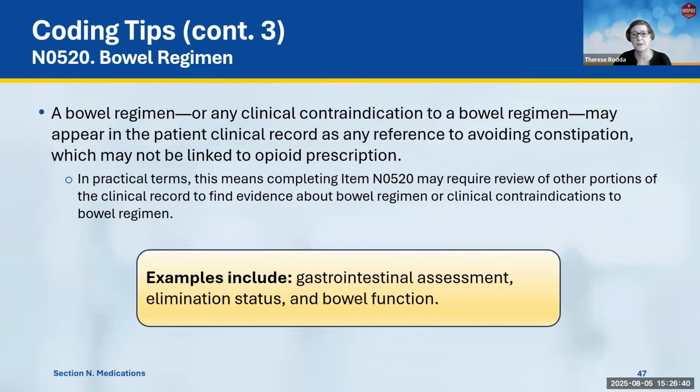Here's the latest coding tip for N0520. This is about any clinical contraindications to a bowel regimen. Basically, what this says is that in order to complete N0520, you may need to review other portions of the clinical record, such as gastrointestinal assessments, elimination status, and bowel function, to find either the bowel regimen or clinical contraindications to initiating a bowel regimen. Now let's try some practice scenarios.